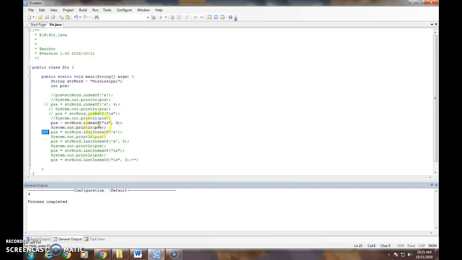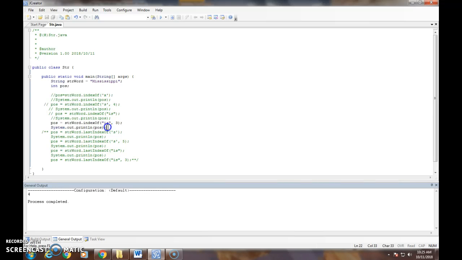And again, I get 4. So we're starting at the third position. So this is 0, 1, 2, 3. So we're starting right here at the S. Okay, so that's the third. So we're looking from the third on to the right. And notice it's the next one, which is in the fourth position.